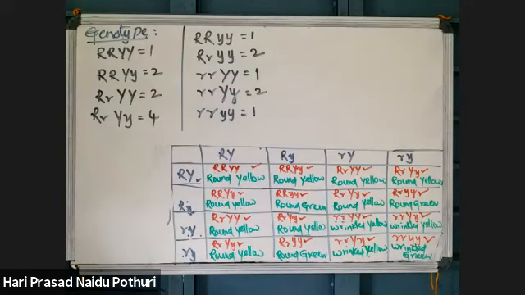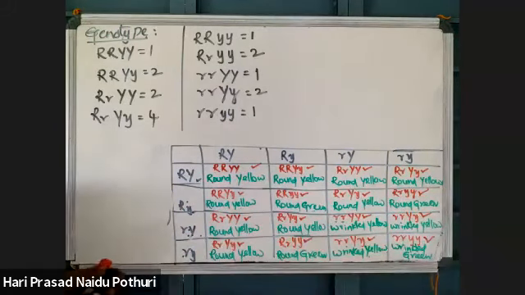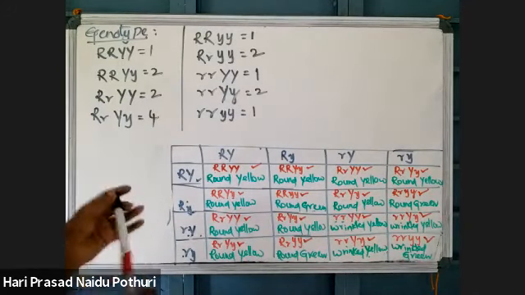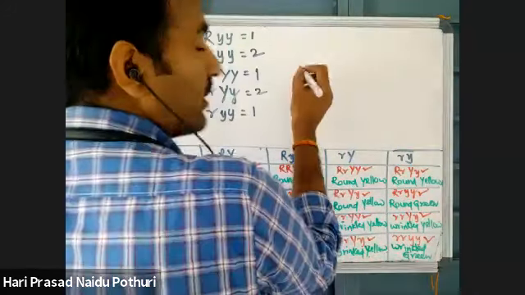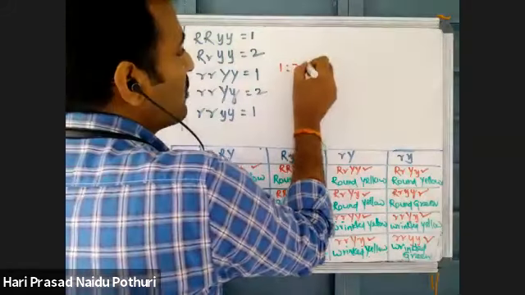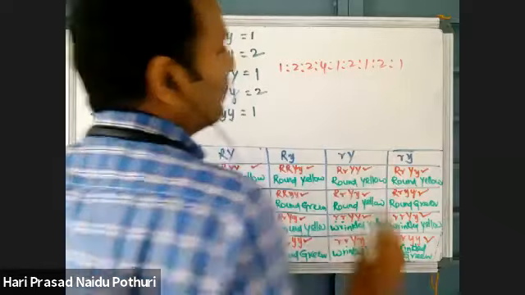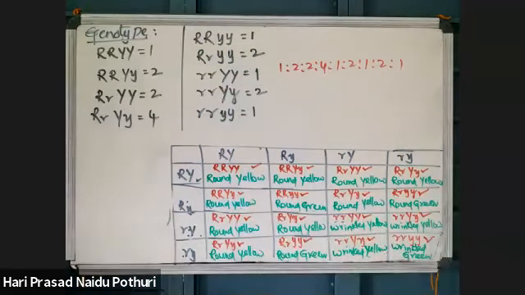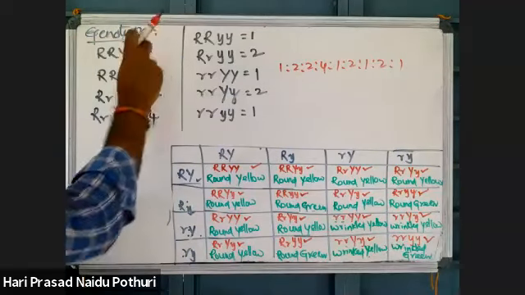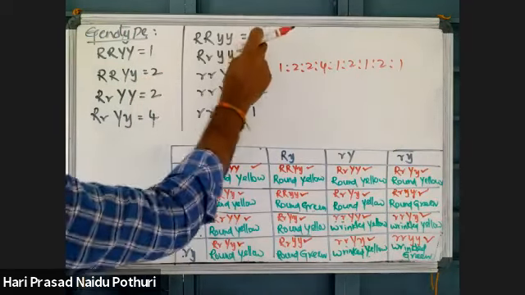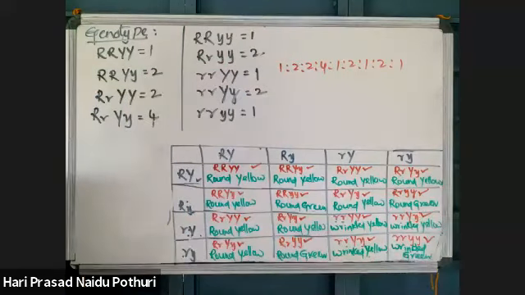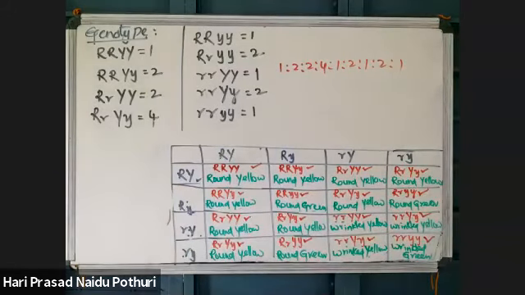How many offsprings are possible? 16 offsprings. From these 16 offsprings, what is the genotype ratio? 1:2:2:4:1:2:1:2:1. This is the genotype ratio. Like that, we get the genotype ratio.